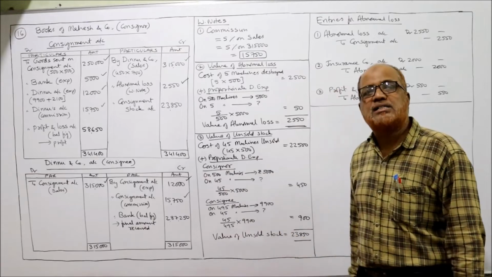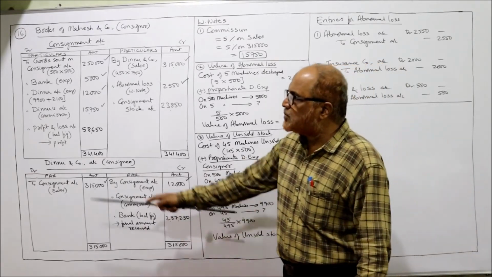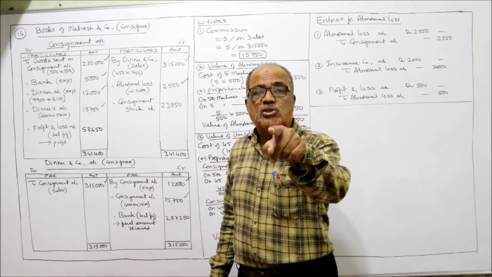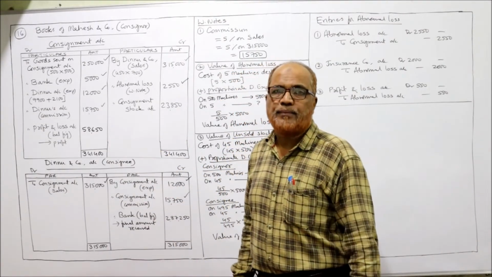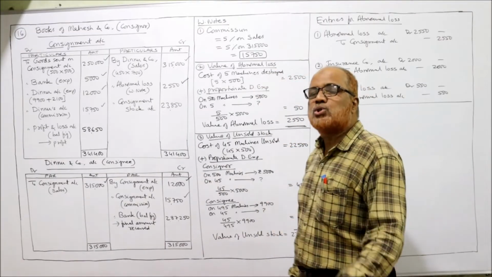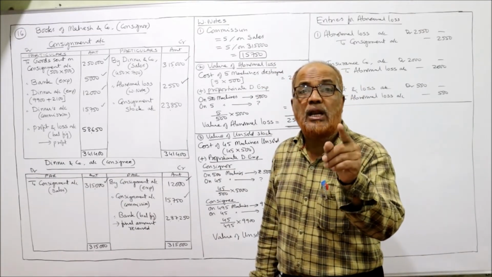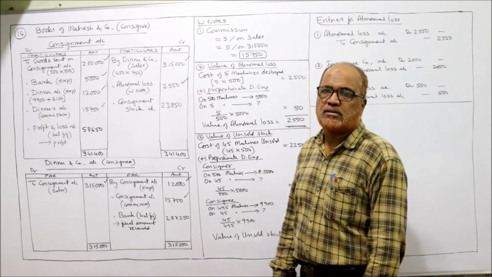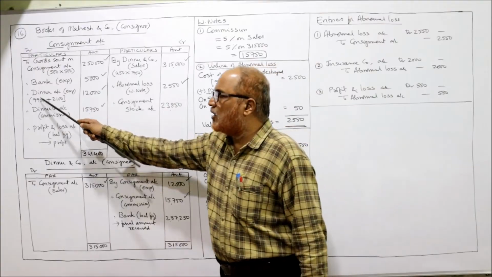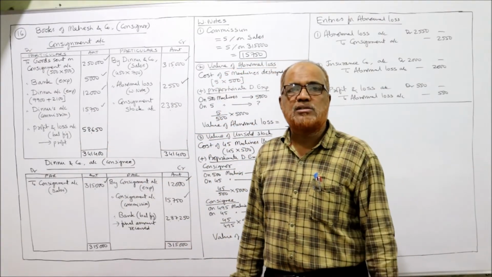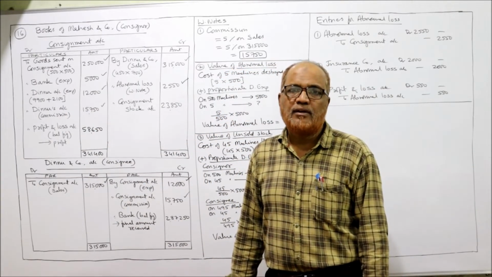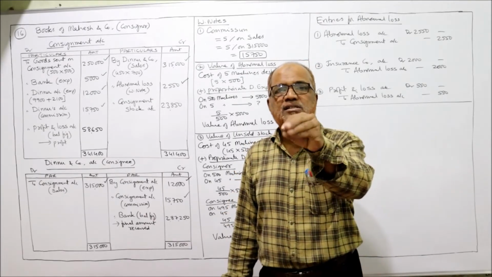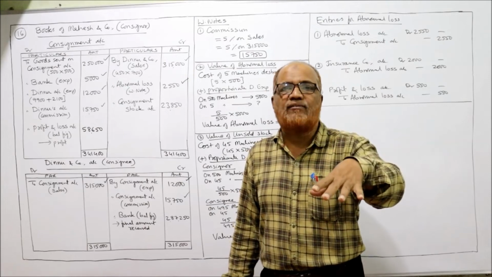Now I am coming to the consignee. The consignee has spent 9,900. Don't take 12,000, because 12,000 consists of non-recurring and recurring expenses. While calculating the value of unsold stock, we should take only non-recurring, which is direct expense. So 9,900 rupees he has spent on how many machines? 495, because the number of machines he received is 495. 5 machines were destroyed in transit itself.